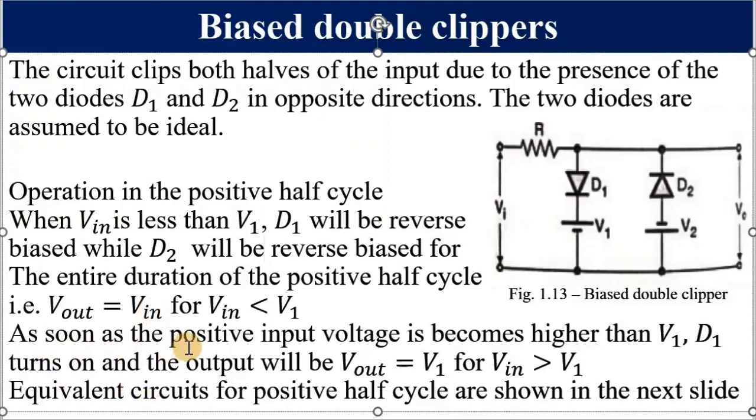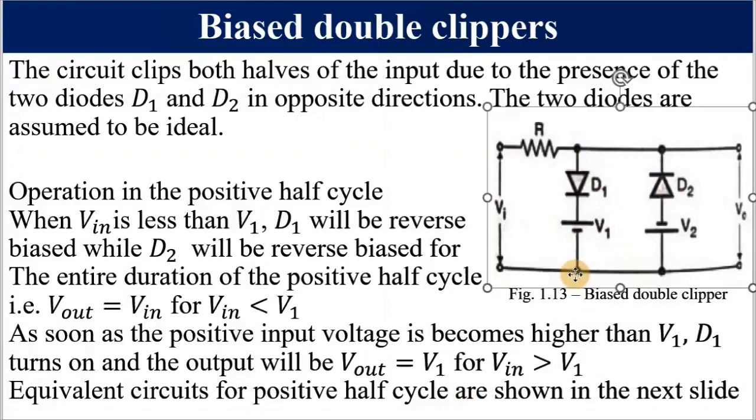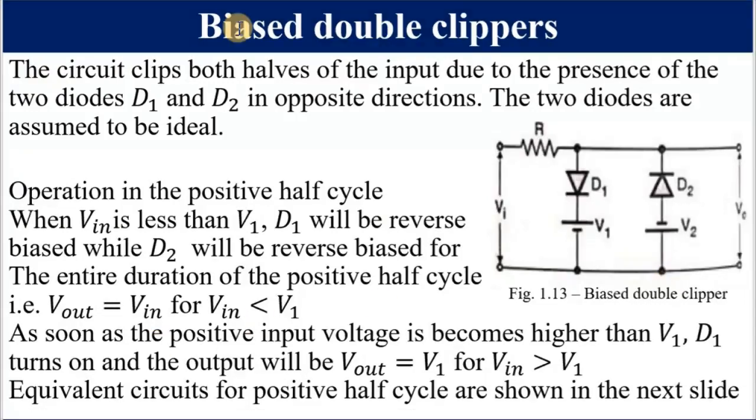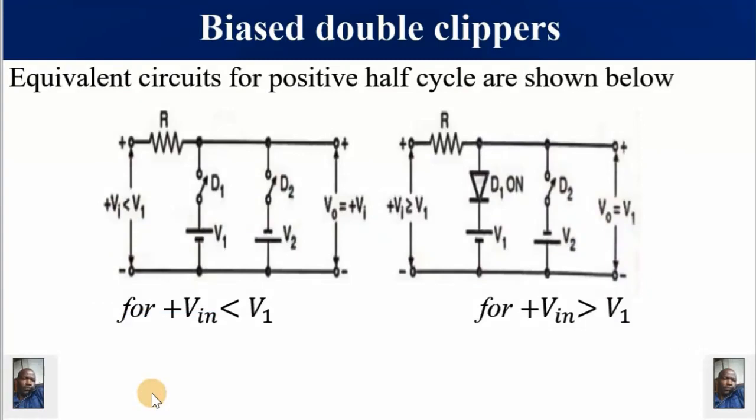And we are saying as soon as the input voltage becomes higher than V1, this diode is going to conduct, while this is going to remain off, and the output will be equal to the voltage across this, and it will be the same as the voltage across this. Let's go to the next slide where we are going to see the equivalent circuit for the positive half cycle. The biased double clippers equivalent circuit when V in is less than V1 and also when V in is greater than V1.